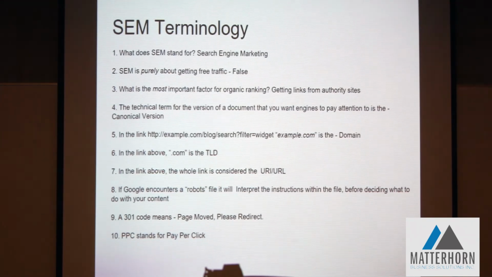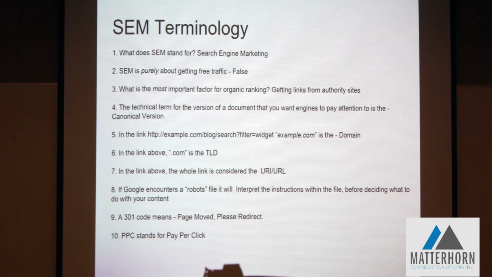And the link, http://example.com/blog/search. Example.com is the domain. And in the above link, .com is the TLD, top level domain. .ca is a TLD, .co.uk, .org, .net, .info. The whole link together is the URL, Uniform Resource Locator.